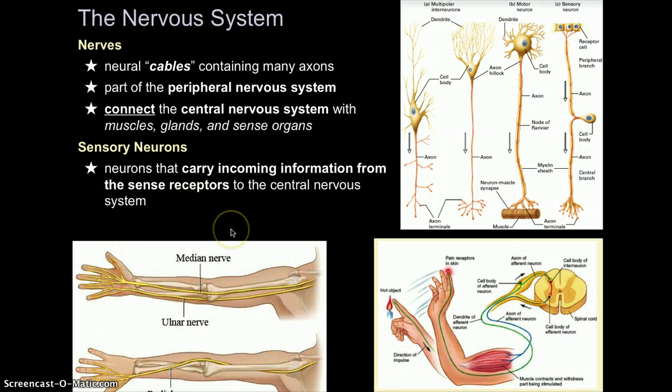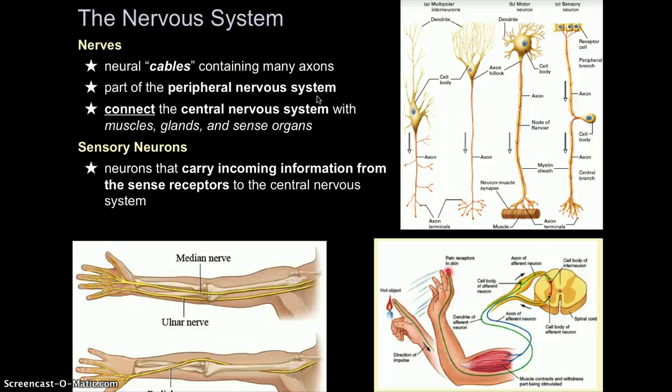Okay, so nerves are just neural cables containing many axons. So these are just like the chains that we drew on with sidewalk chalk outside and how they're all connected. They contain many different axons and they stretch great lengths of your body. They connect the central nervous system with the muscles, glands, and sense organs, and they are part of the peripheral nervous system.